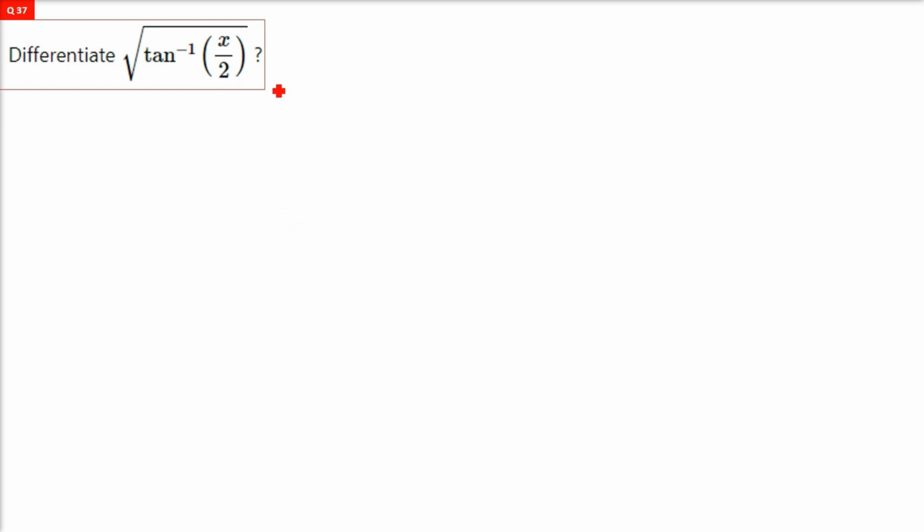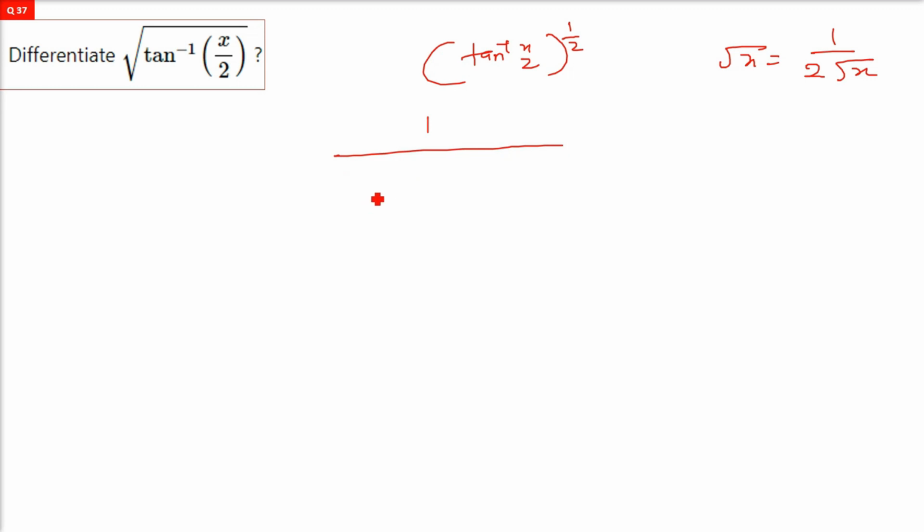Under root tan inverse x by 2. So this tan inverse x by 2, you can write it as 1 by 2. But remember, anything under root, the differentiation is 1 by 2 under root of that thing. That is, if you take under root x and take the differentiation, it will be 1 by 2 under root x. Alright? So we have 1 by 2 under root tan inverse x by 2. Now tan inverse x by 2 you have to differentiate.